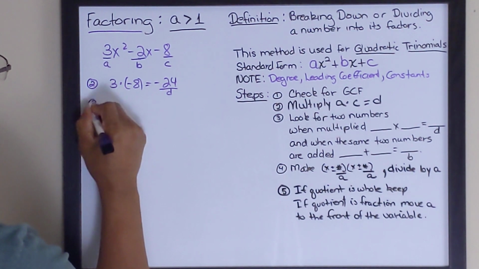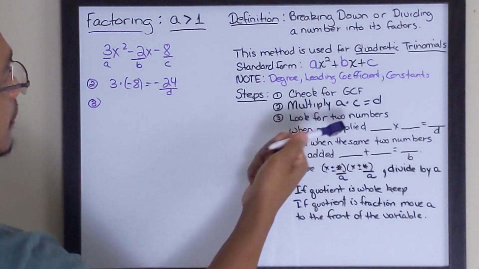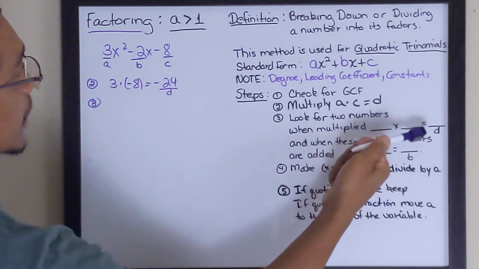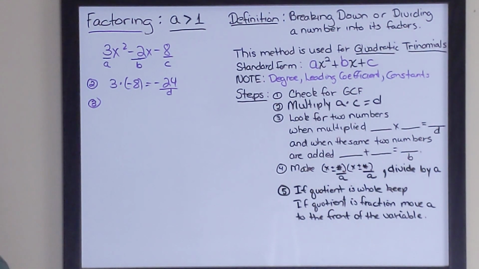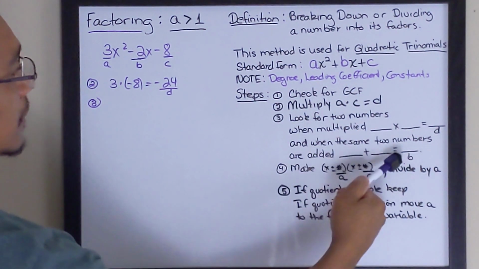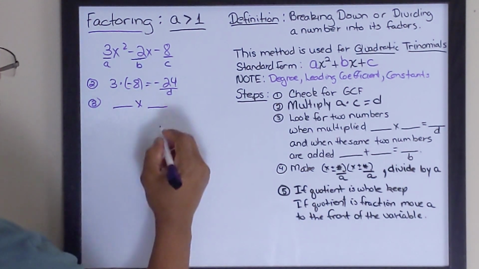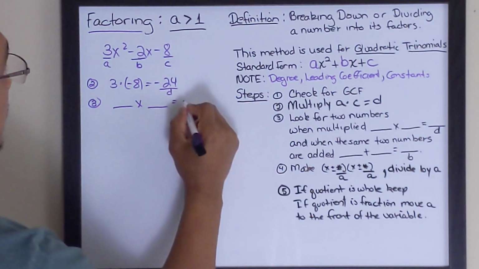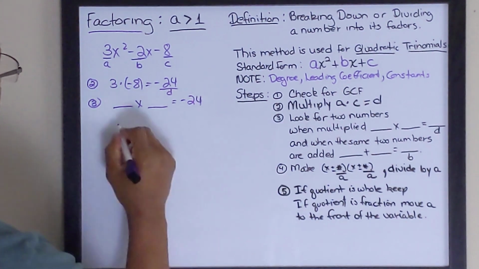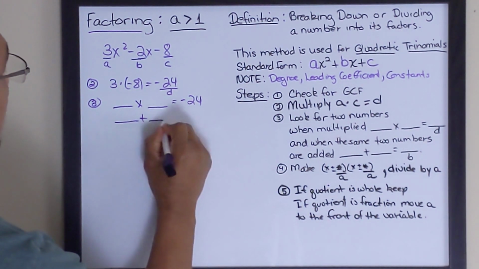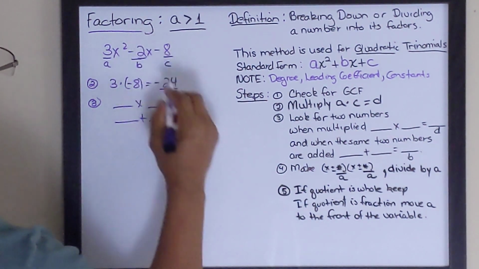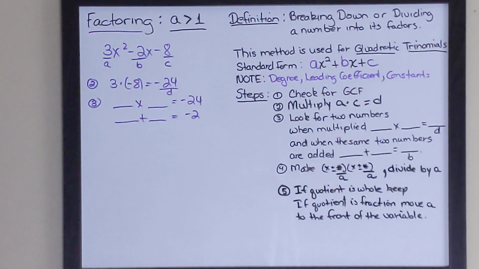So let's look at step number 3. We're going to look for two numbers. When we multiply them together, we're going to get the value of d. And when we add the same two numbers, we're going to get the value of b. So we're going to look for two numbers that multiply to the value of d, which is negative 24, and add to the value of b, which is negative 2.